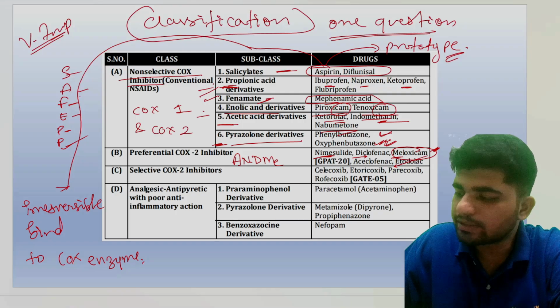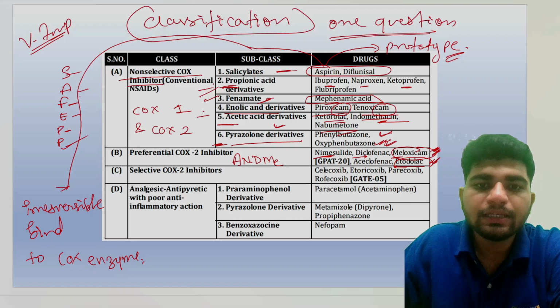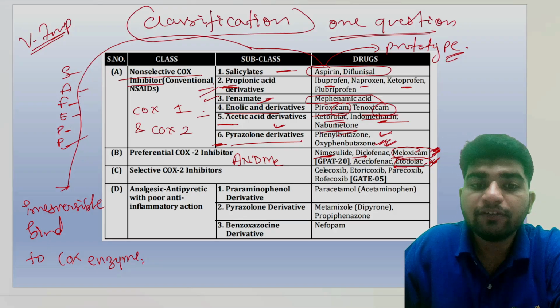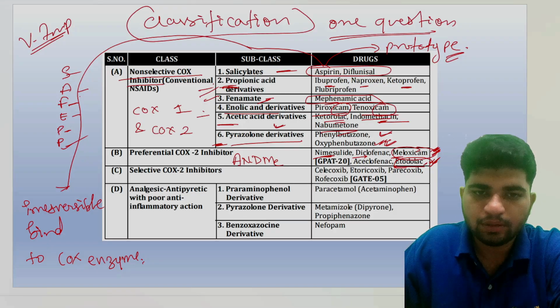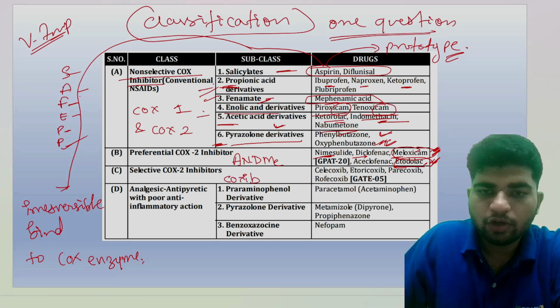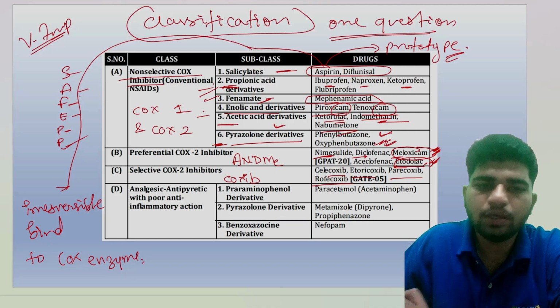All right. This one, the etodolac, should not be confused with acetic acid derivative. It is a preferential COX-2 inhibitor, meloxicam and etodolac. Meloxicam is not the enolic acid derivative, whereas etodolac is a preferential COX-2 inhibitor. All right. Selective COX-2 inhibitors, you will see the coxib word. So, celecoxib, etoricoxib, parecoxib, rofecoxib, all the words having suffix coxib will be considered as selective COX-2 inhibitors.